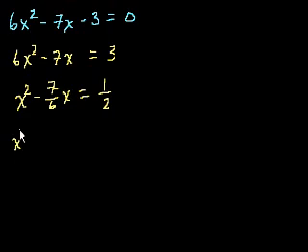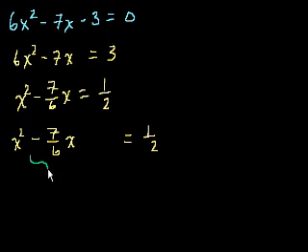So we have x squared minus 7/6x plus something is going to be equal to 1/2. And so we have to add something here so that this left-hand expression becomes a squared expression. So how do we do that? Well, essentially we look at this coefficient, and keep in mind it's not just 7/6, it's minus 7/6.